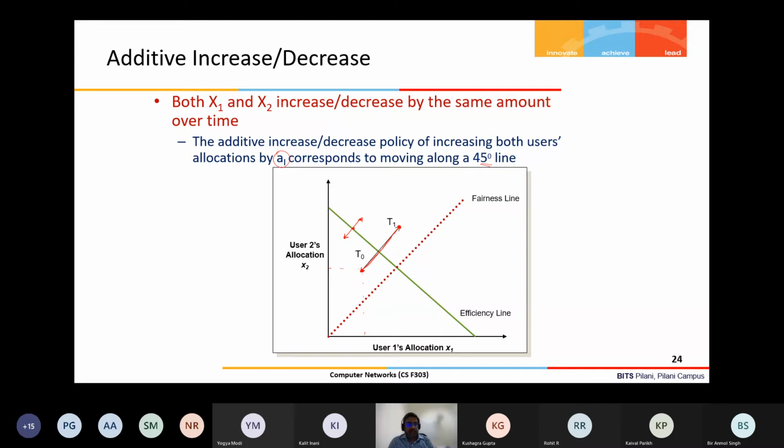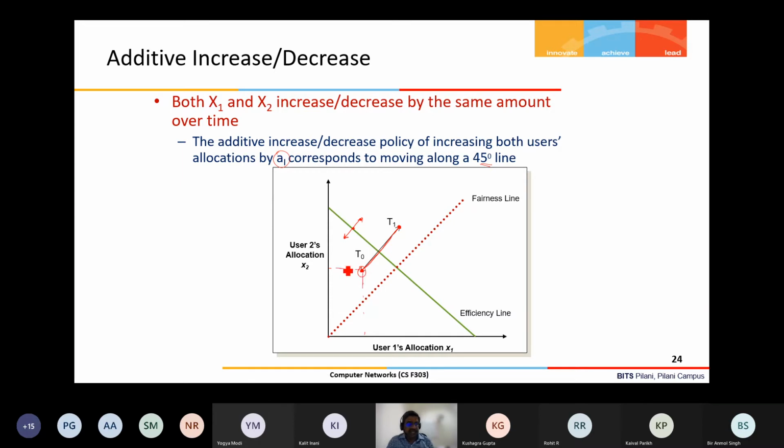But you also need to go towards the fairness line as well. So this is how additive increase and additive decrease are plotted on the two-phase plot. Suppose you do the additive increase; what about the fairness? Will fairness increase or will fairness decrease?